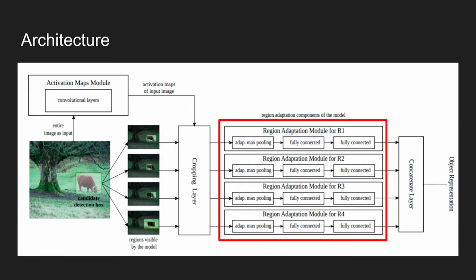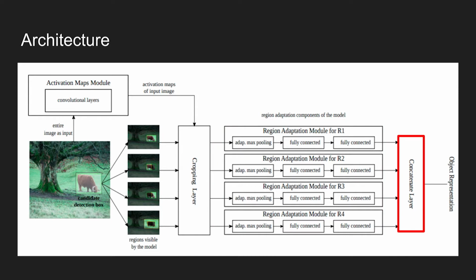ROI pooling is performed on each region, and this region is fed into the fully connected layers, and this is shown as each region adaptation module. Finally, all the outputs from each region adaptation module are concatenated together to be used to represent the bounding box.